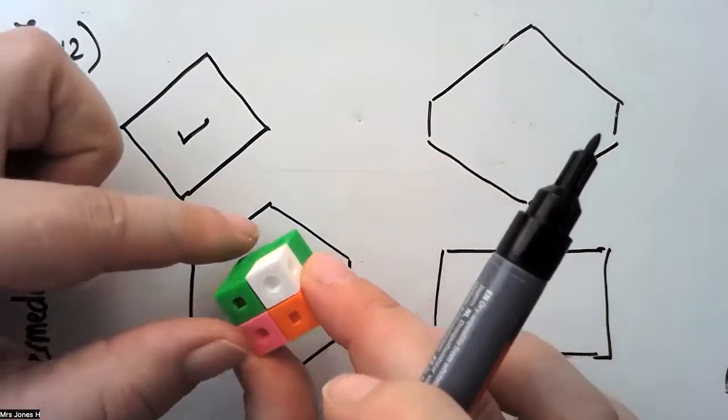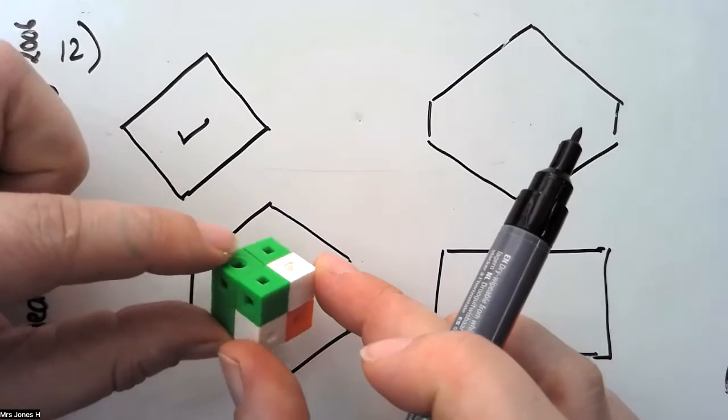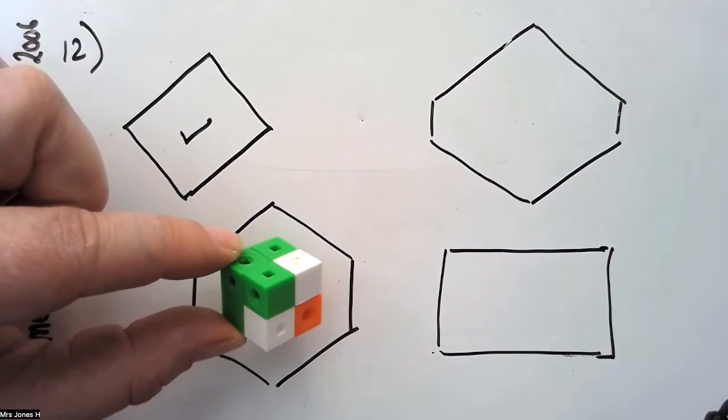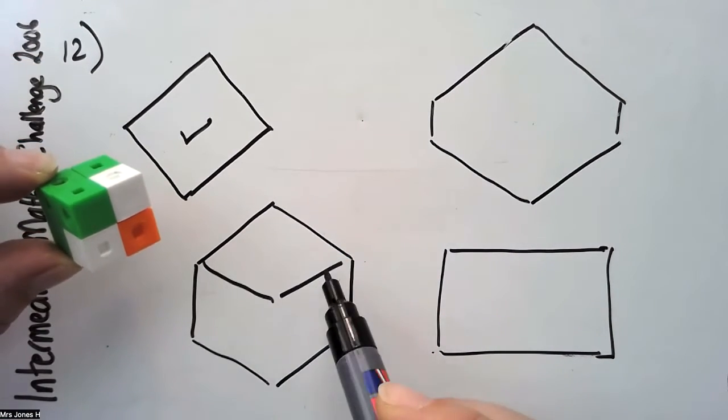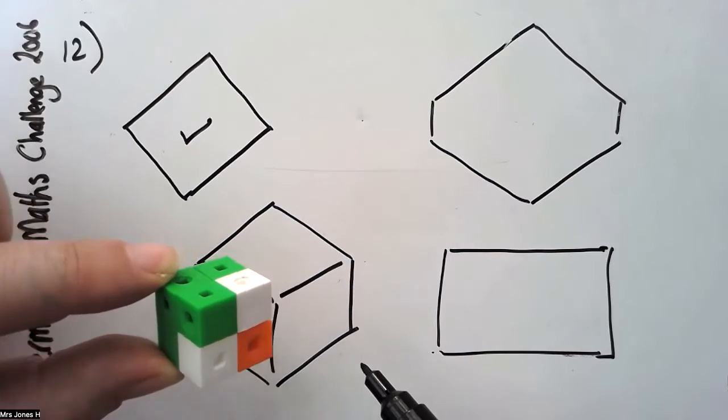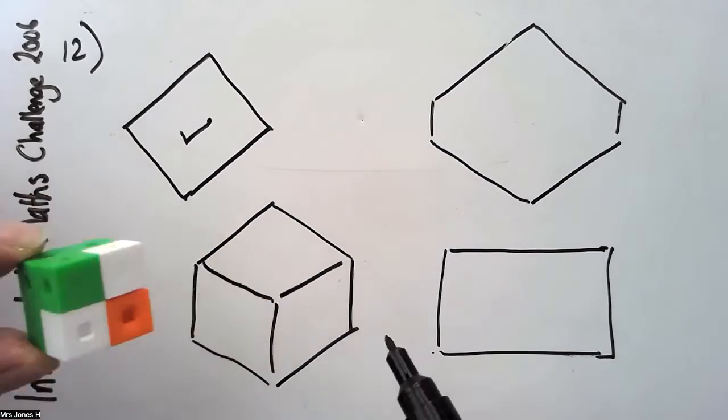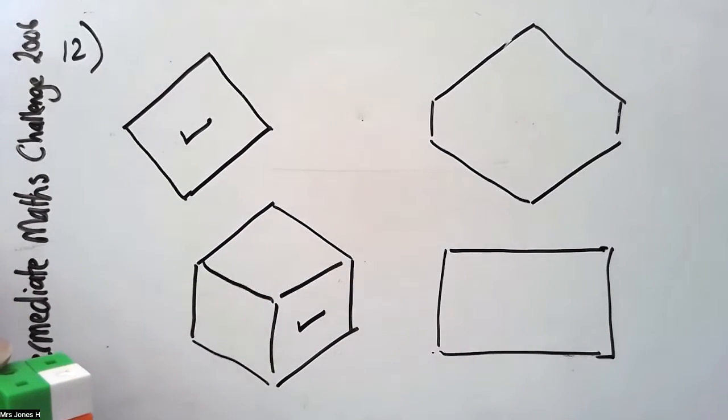This one down here, if we angled the cube, so it's like this, then actually this is a shadow that can be formed. We can look down on it, and this is a shadow that can be formed.